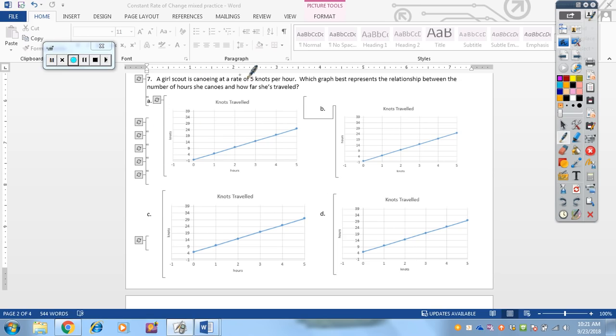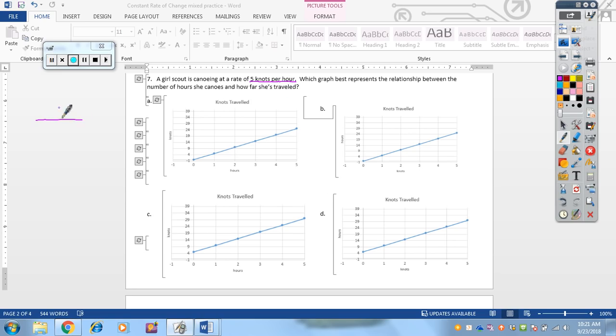A Girl Scout is canoeing at a rate of 5 knots per hour. So I don't know much about boats, but they don't go miles per hour, they go knots per hour. I don't know how long a knot is. But we don't even really have to know all that. We just know that it's 5 knots for 1 hour, whatever that might mean. Which graph best represents the relationship between the number of hours she canoes and how far she's traveled?